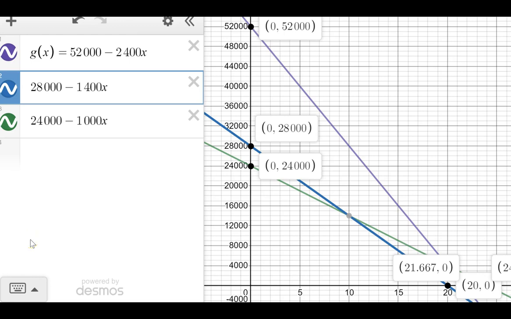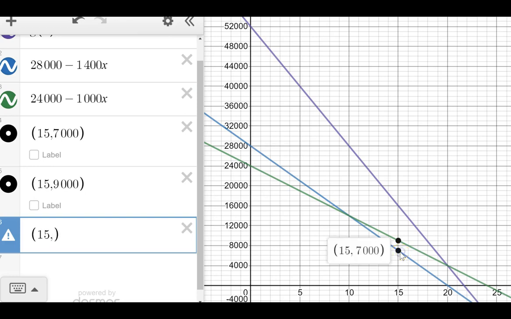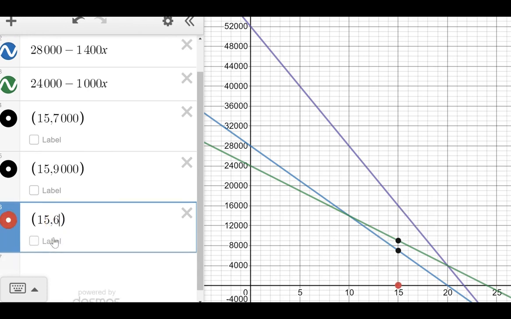So let me clear everything else out and give you another example. So you can see that the point (15, 7,000) is on Allie's graph, and the point (15, 9,000) is on Dane's graph. So 7,000 plus 9,000 is 16,000, which means the point (15, 16,000) should be on the new graph, which we can see it is right there. So to find any point on the new graph, we're just adding the y values from the two previous graphs and maintaining the same x value location.